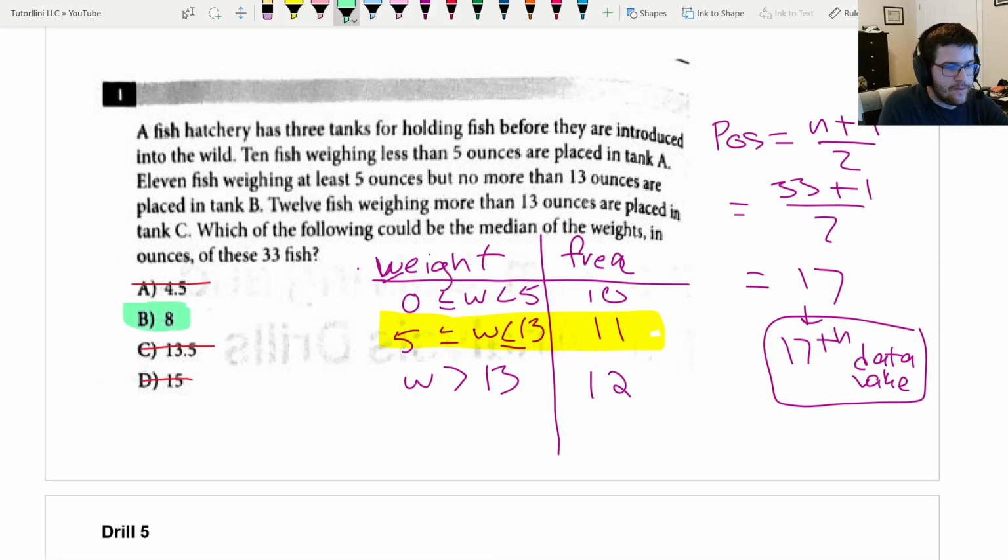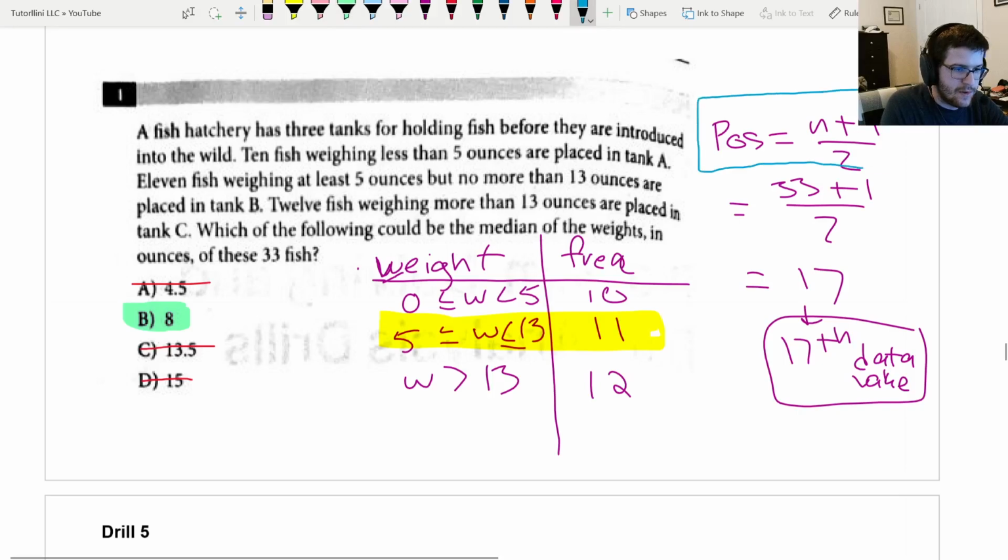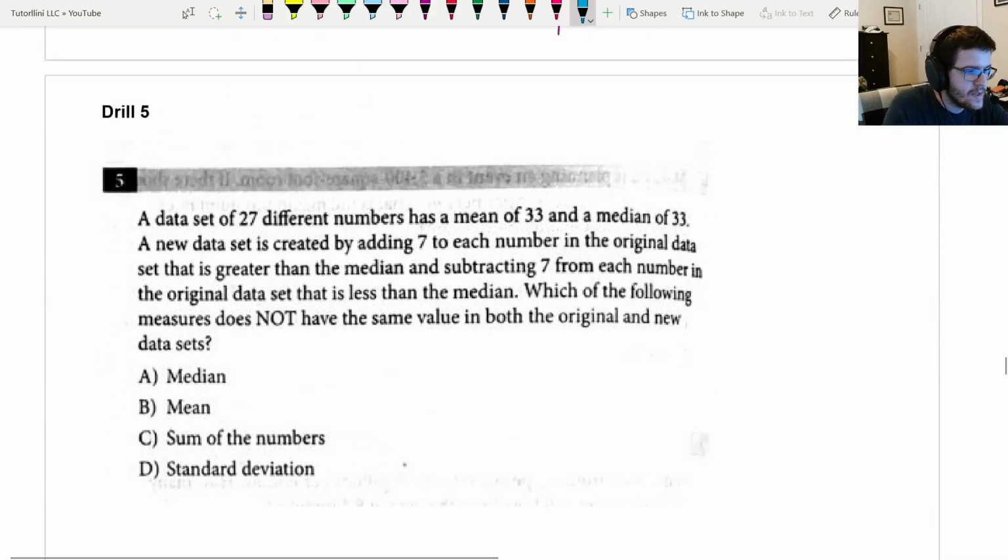Yeah, so you see how helpful that formula can be. You've got to really make sure you know this, guys. Position equals n plus 1 divided by 2. Okay, drill 4. Answer choice B. Good. Let's keep going. Has a mean of 33 and a median of 33.